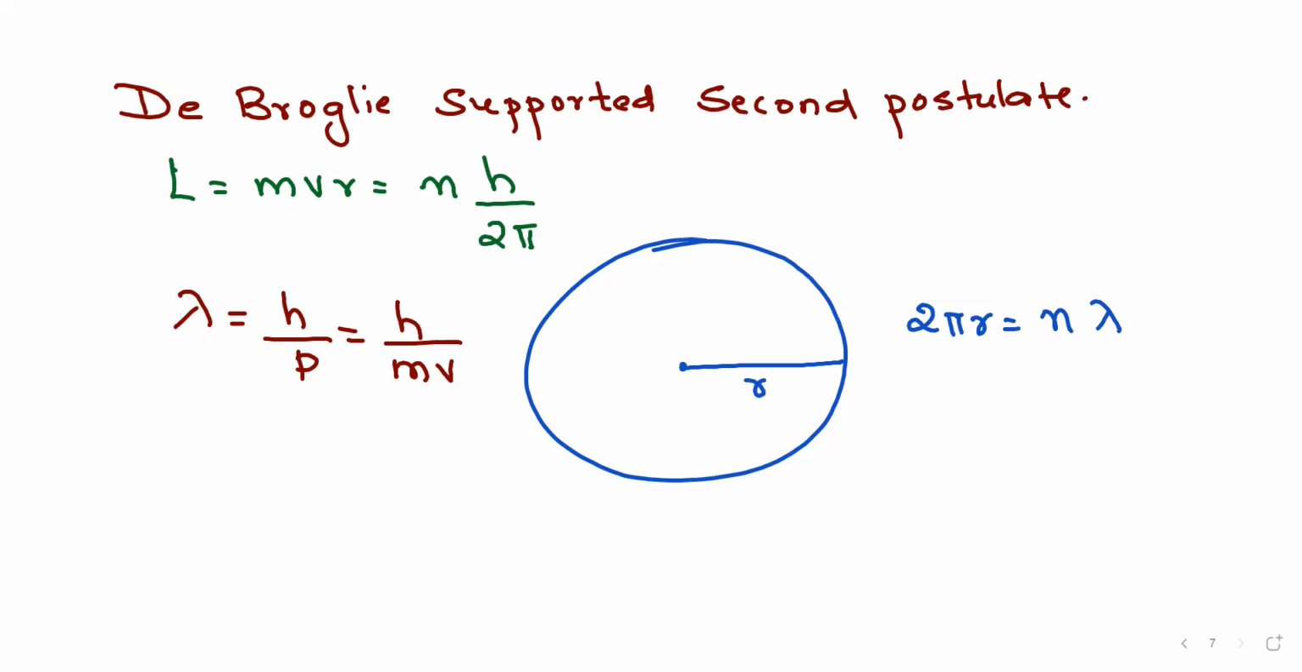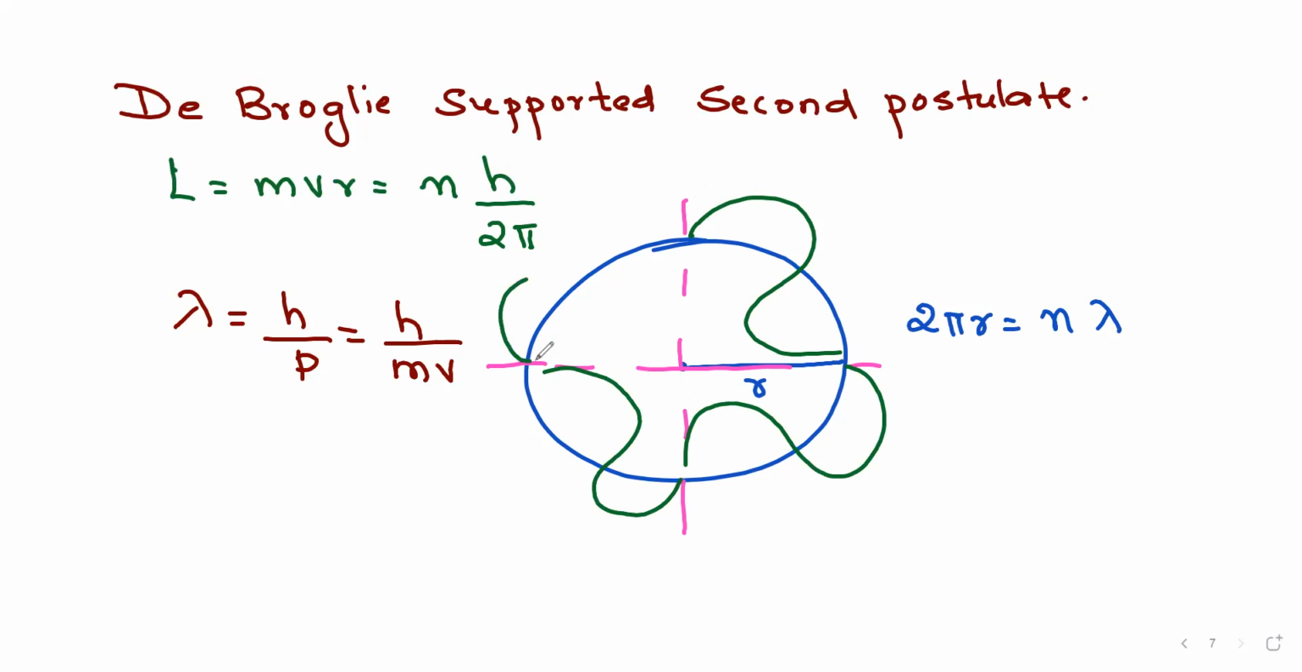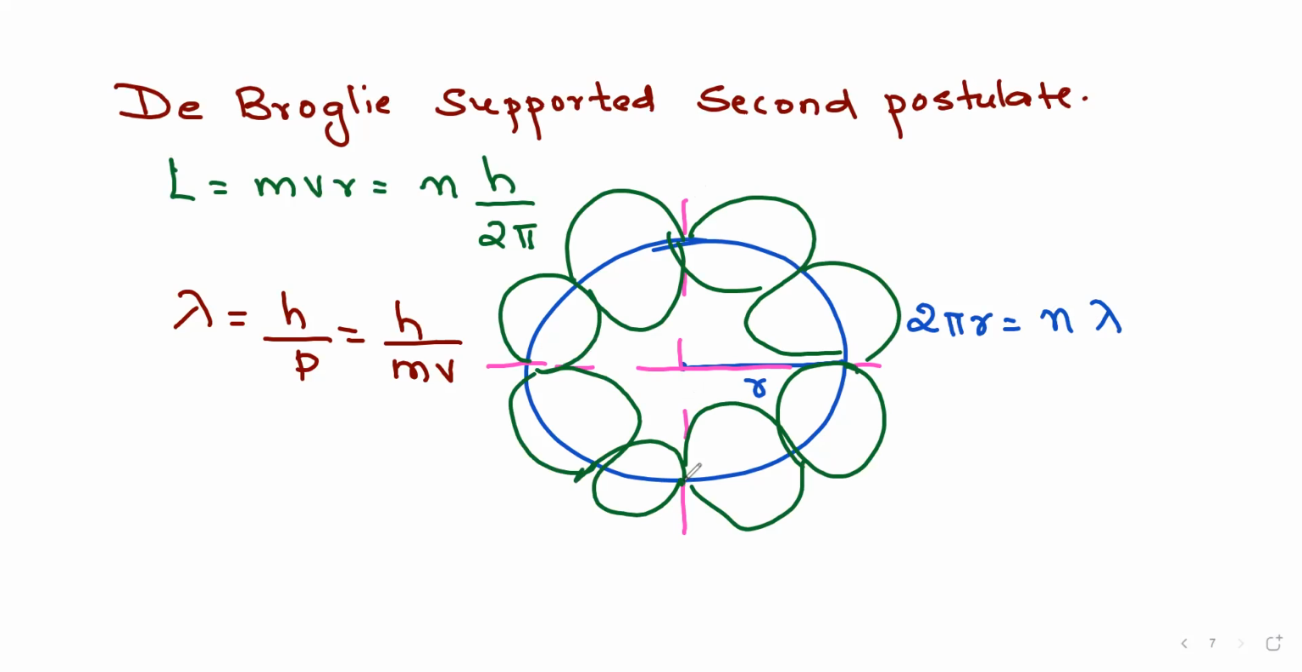For your easiness, how you will draw it is, you divide this into 4 and put one wavelength in each of them. Like this is 1, this is 1, this is 1, and this is 1. And now you complete it. This is how the electron gets excited in the 2 pi r radius.